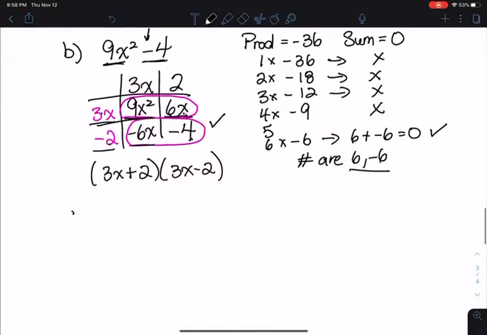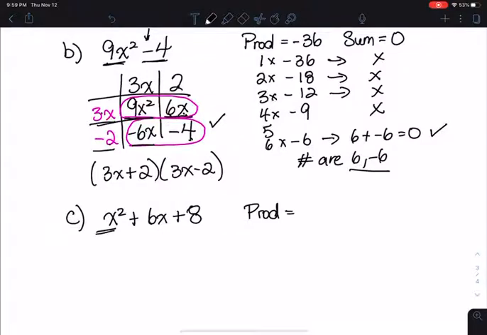One more for good measure, and then you can go off and try your own, or you can stop the video right now. How about x squared plus 6x plus 8? So my product here is 8 times 1, because my front term has a coefficient of 1. So my product is 8 and my sum is 6. So I'll start with 1 times 8. That sum is 9. 2 times 4. That sum is 6.